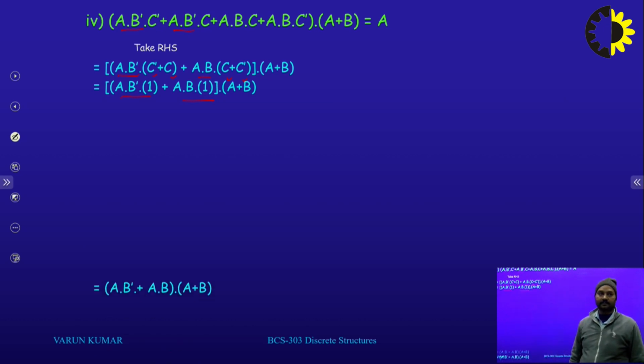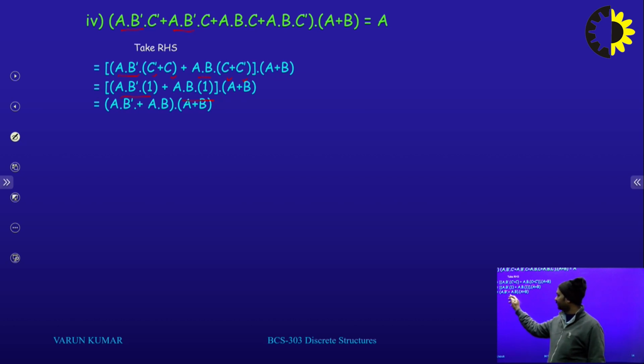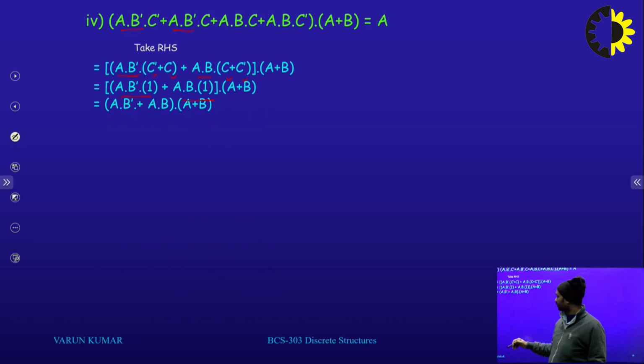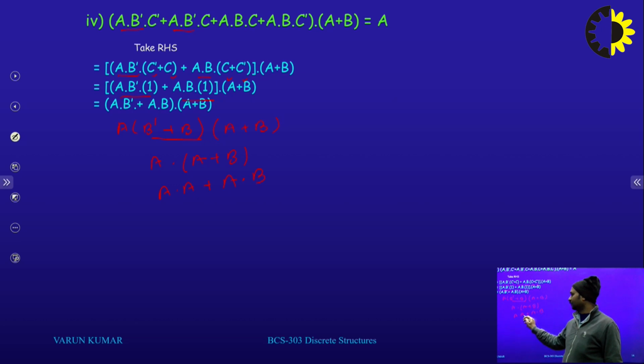Then we take A as common here. Then what we will get? B' + B and A + B. B + B' is equal to 1. So the result is A.(A + B). We multiply here A.A + A.B. A.A becomes A. Then A + AB. We can take A common: 1 + B, and 1 + B is again 1. Then A.1, the result is A. Hence proved.